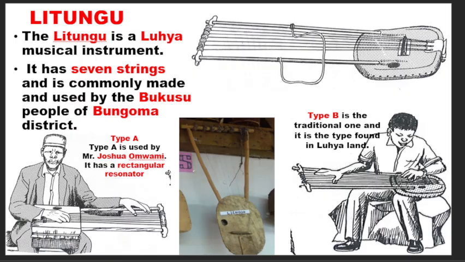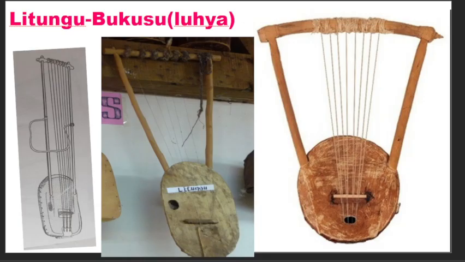Litungu. Litungu is from the Luya. It is a musical instrument with 7 strings, commonly made and used by the Bukusu people of Bungoma district. We have talked about the Litungu, and that's how it looks exactly.